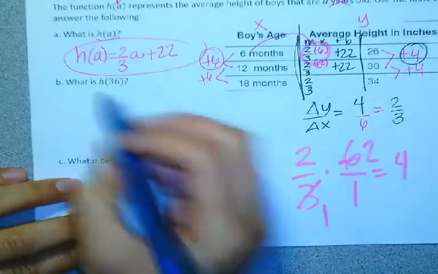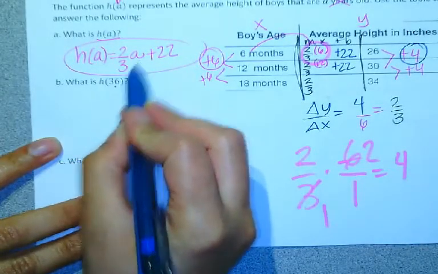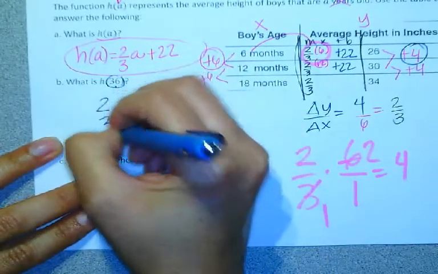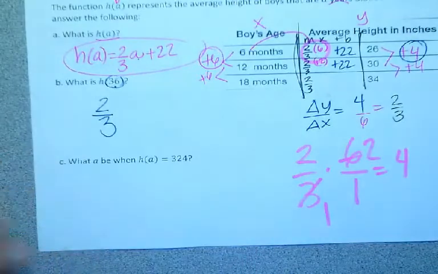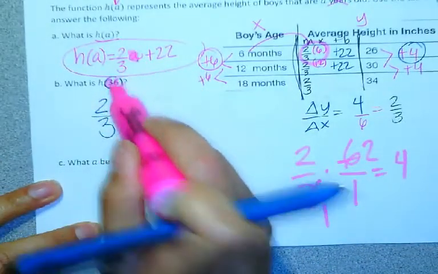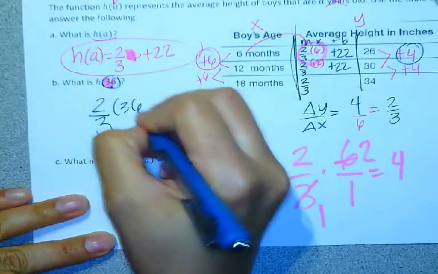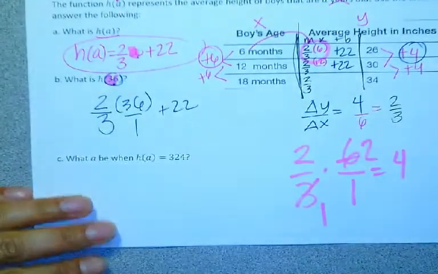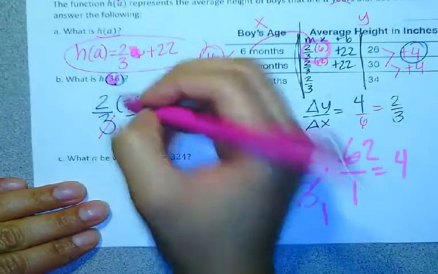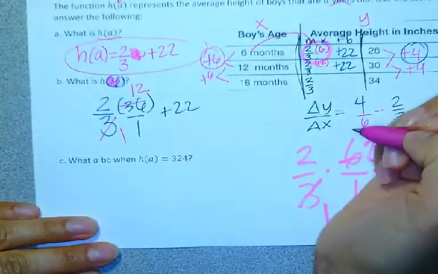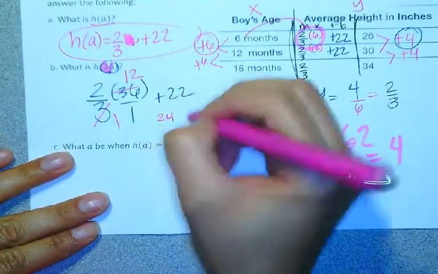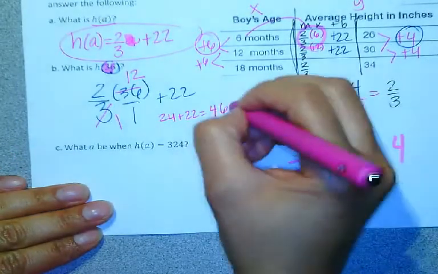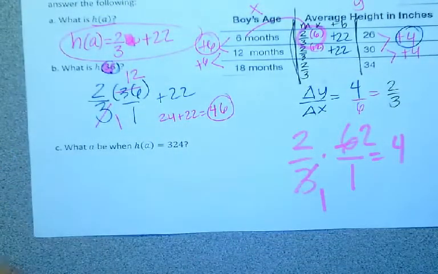If you want to figure out what h of 36 is, instead of a, you will put 36. So you will evaluate the function that you just got. And instead of a, you want 36. Again, you can multiply across, or here you can simplify this. 12 times 2 is 24, and 24 plus 22 would be 46. So 46 would be the answer.